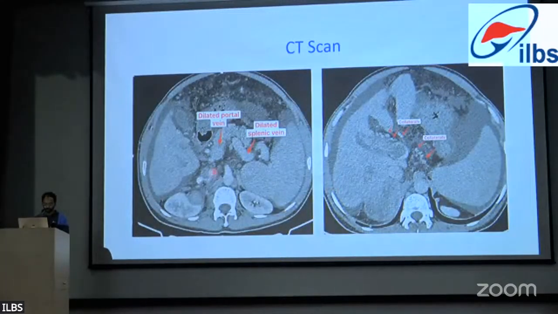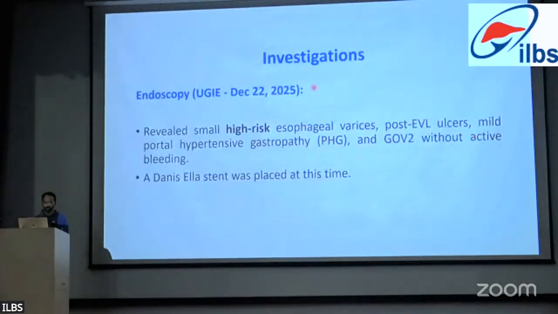Here we can see there is a dilated portal vein and splenic vein because of the portal vein tumor thrombus. The ascites as well as this dilatation are markers of portal hypertension. On endoscopy, which was done on the same night, 22nd of December, it revealed some small but high-risk esophageal varices. There were post-EVL ulcers. There was mild portal hypertensive gastropathy and GOV2 type of varices, but there was no active leak seen. And then and there, a stent was placed.